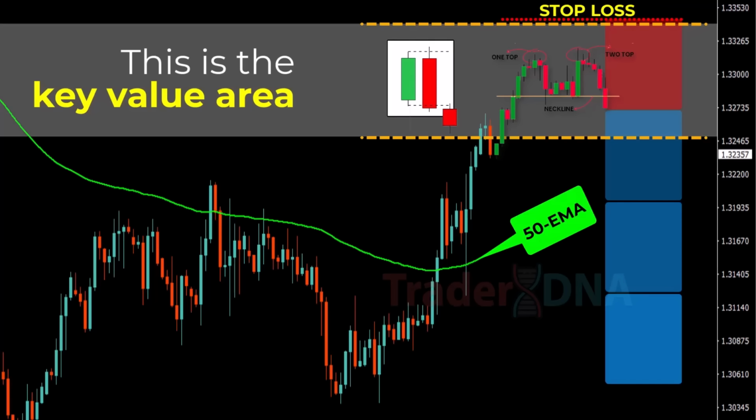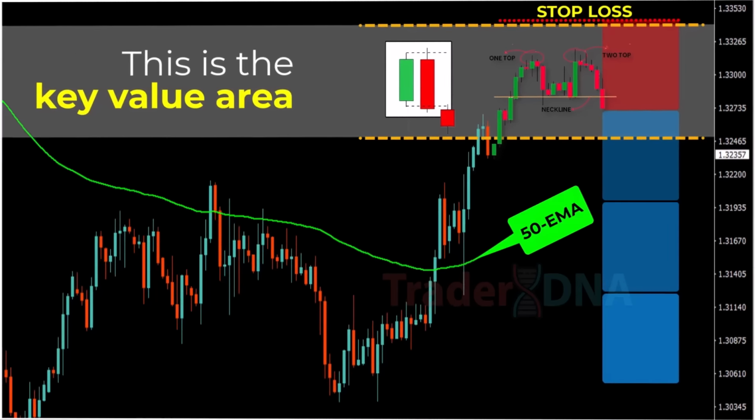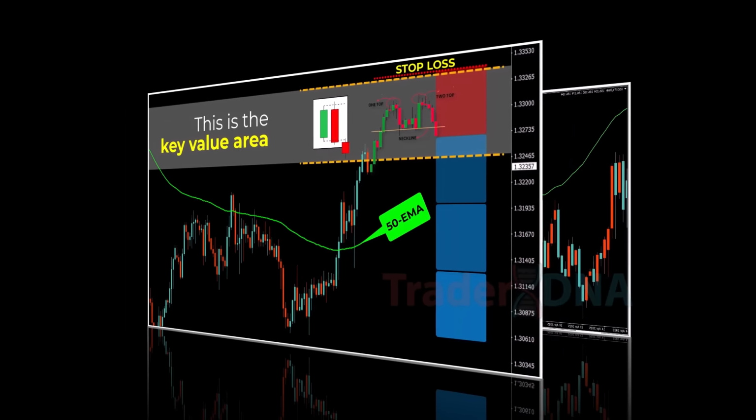So the formula is simple. Wait for a super clear signal, confirm the momentum, protect the trade with a smart stop loss, and aim for 3x the risk. When you do that, you're not just trading, you're trading with confidence, precision, and total control.